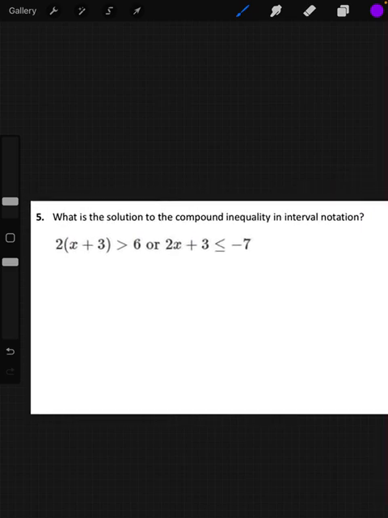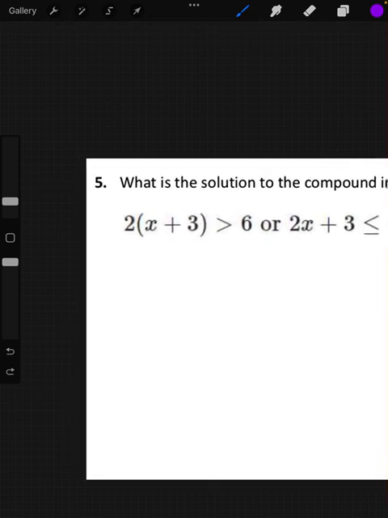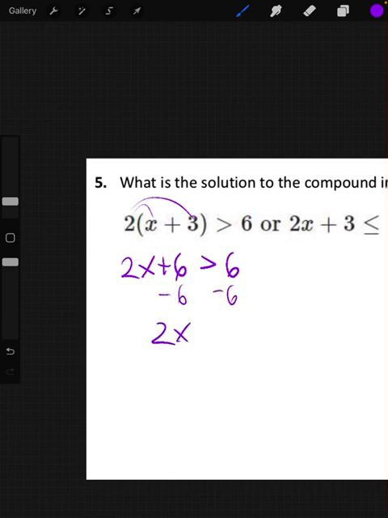So we can solve these separately because there's an "or" right there. First, let's distribute this 2. So we got 2x plus 6 is greater than 6, which is already true, but we can finish writing this. Let's subtract 6 from both sides. 2x is greater than 0. And if you divide by 2, you just get x is greater than 0.